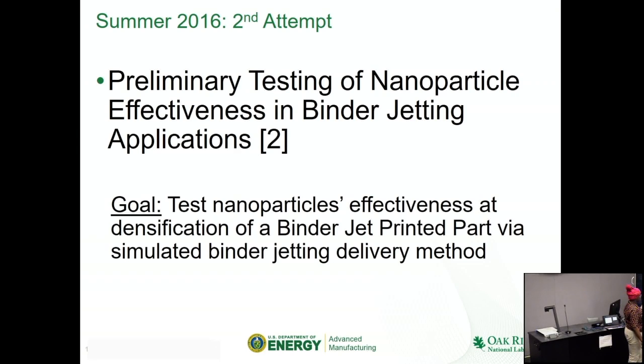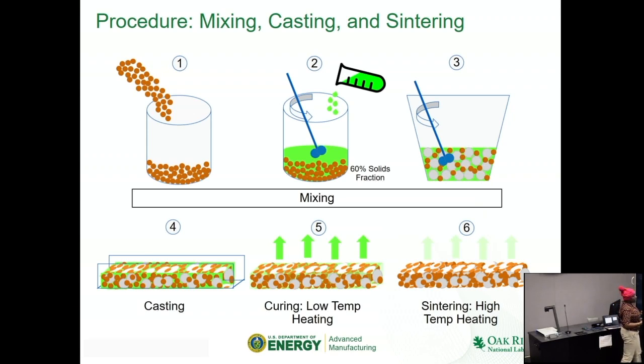This is what I did this summer at ORNL: we changed the methodology. We wanted to be more analogous to, or simulate, what actually happens in binder jetting. So we decided to change the way we deposit nanoparticles into the powder. This time around, we used copper nanoparticles, which would give us a color differentiation from the stainless steel particles. We took copper nanoparticles and mixed them with binder, and then mixed that with the stainless steel particles. Then we cast it, cured it in a low temperature oven, and then sintered it.